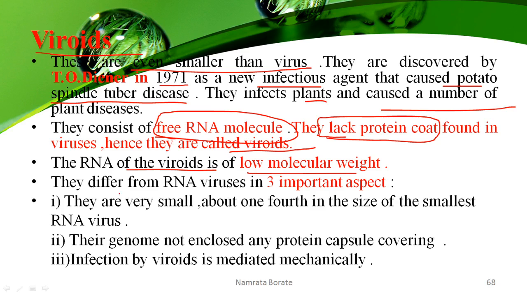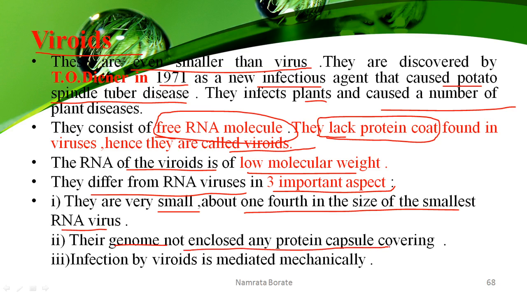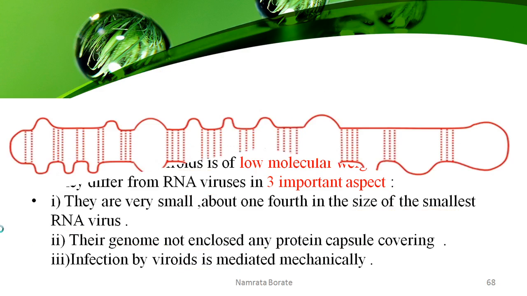These viroids differ from virus RNA in three important aspects. The first one is that these viroids are very small, about one-quarter the size of the smallest RNA virus. Their genome is not enclosed by any protein capsule covering. And the third important phenomenon is that the infection by viroids is mediated mechanically.